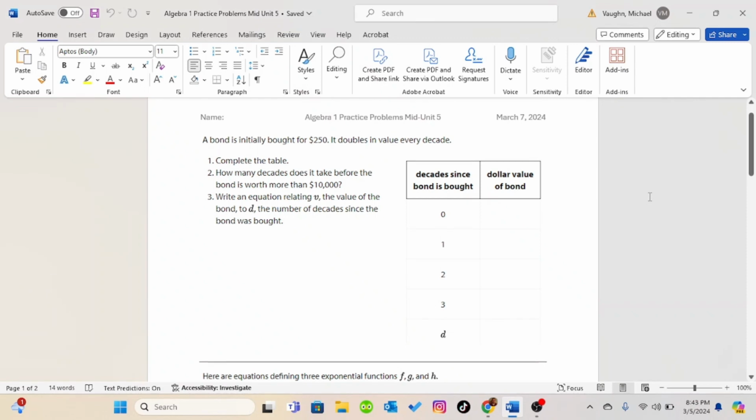These are the practice problems for the Algebra 1 Mid-Unit 5 test. A bond is initially bought for $250. It doubles in value every decade. Number 1, complete the table.